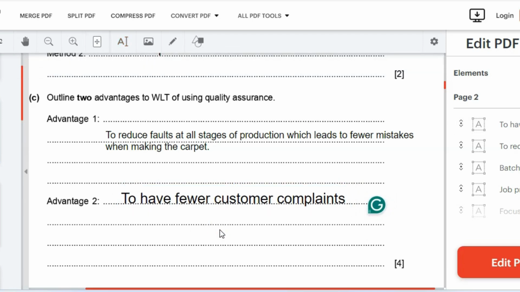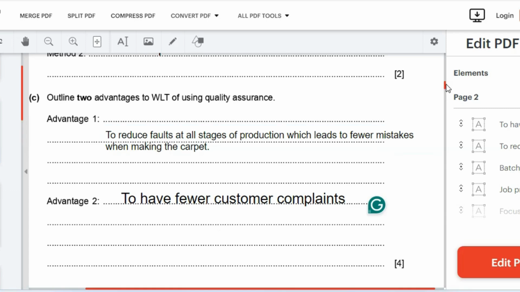Of course, that is not all for the advantages of using it. We also have a better brand image, that is to improve their reputation, and to reduce inspection cost, that is they do not need to hire inspectors when they are checking the products at all stages. Now let us move to the next question here.